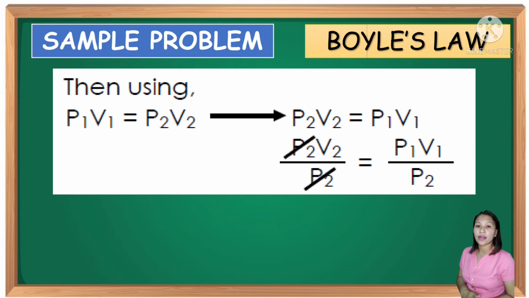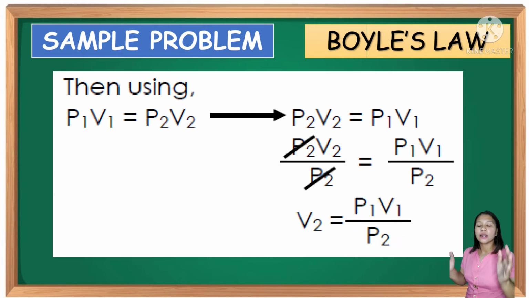And for us to derive the exact formula, if we're looking for V sub 2 or the final volume, we divide both sides by P sub 2 or the final pressure to cross out the P sub 2 on the left side so that the final volume will remain, and for us to have the equation V sub 2 is equal to P sub 1 times V sub 1 over P sub 2.